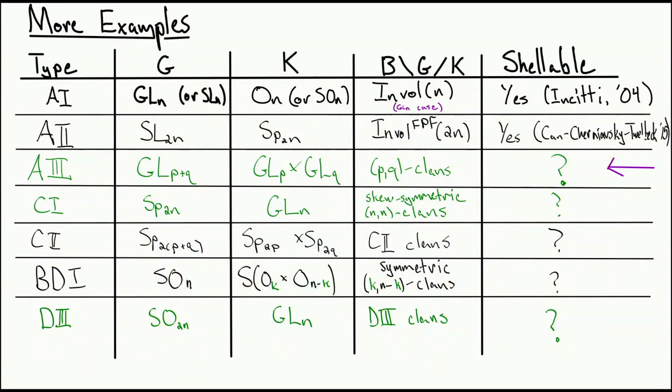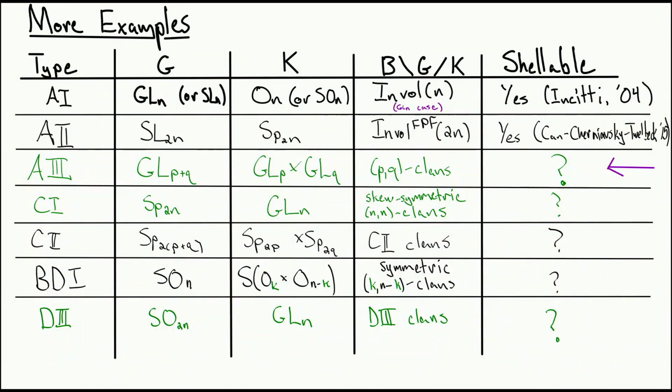All right, so maybe you want more examples of symmetric varieties. Here's a whole list of them that come from Cartan's original classification of symmetric spaces as Riemannian manifolds, refining the classification of semisimple Lie algebras. We've got 3 in type A here. These first 2 showed up in Zach's talk, the K orbits on the flag variety, parametrized by involutions and fixed point free involutions. And we already know that these 2 are shellable from Incitti and Can-Cherniavsky-Twelbeck.